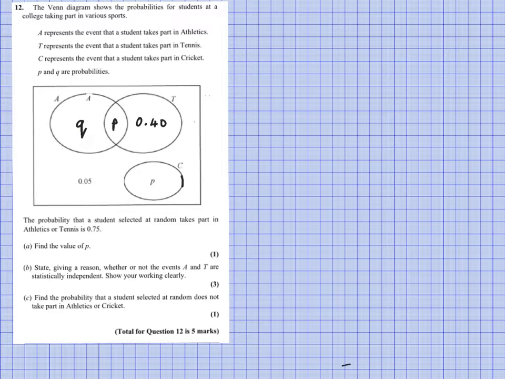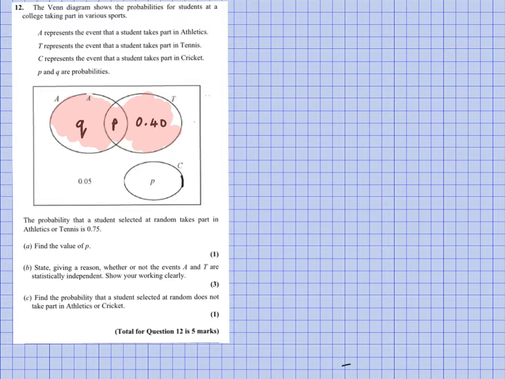They tell us that this is a number of students at a sporting event. A is the probability that a student is in athletics, T for tennis and C for cricket. P and Q are unknown probabilities. So we've got a lot of information given in the Venn diagram. It also tells us that if a given student is selected at random, the probability that they take part in athletics or tennis is 0.75. That means athletics or tennis, all of this section, is 0.75.